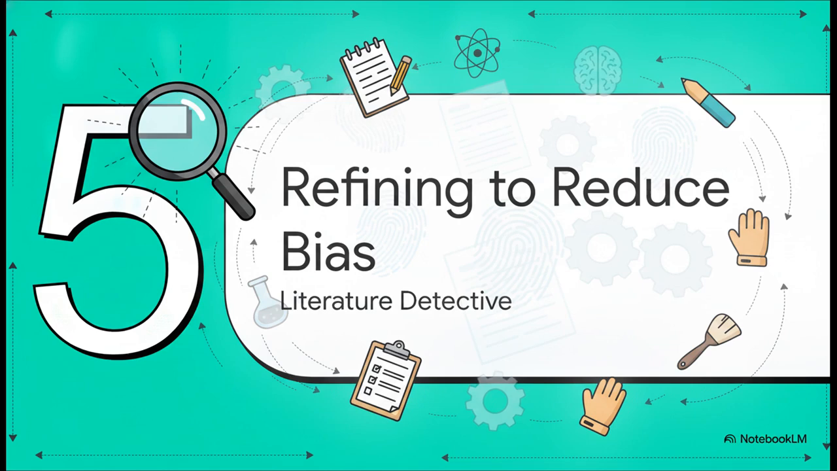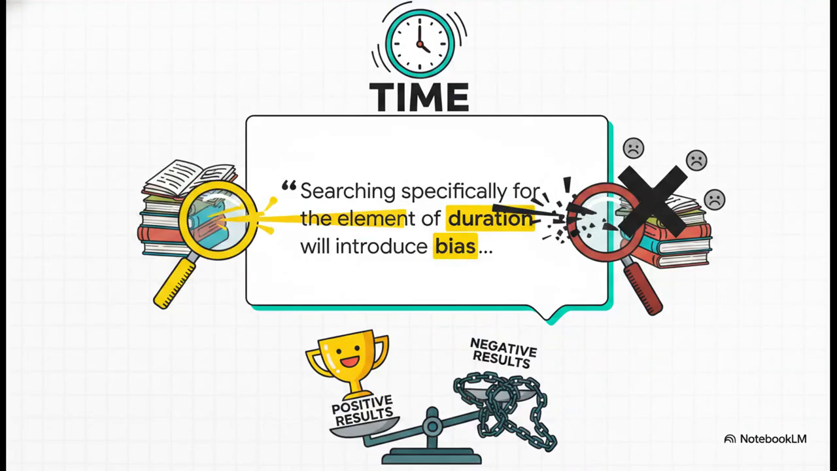Finally, number 5, refining to reduce bias. For this final step, you have to put on your detective hat. You have to make sure your search is objectively exhaustive and totally free of accidental bias that could skew your clinical conclusions. Because honestly, the words you pick matter so much. Say you're researching prolonged breastfeeding. If you explicitly search for terms related to duration, you will unintentionally filter out negative studies. Why? Well, studies that found a positive effect are way more likely to boast about time factors in their abstracts. So by searching for duration, you're essentially silencing the negative evidence without even realizing it.